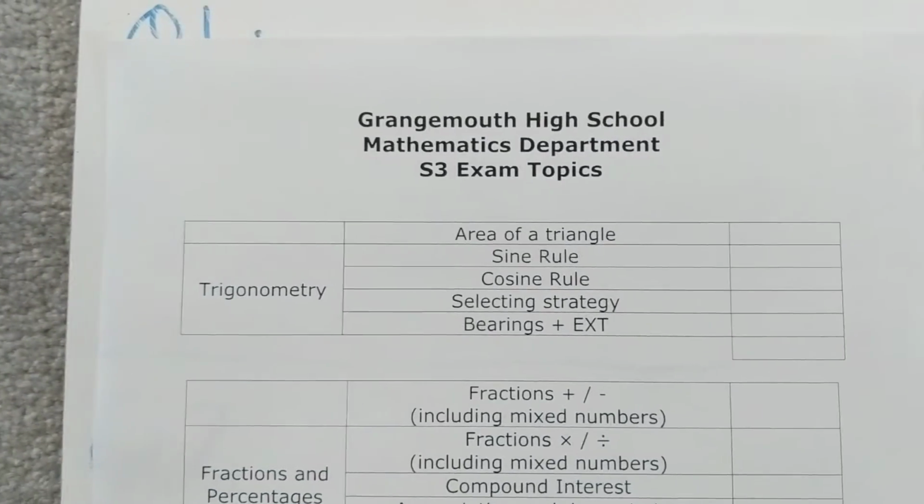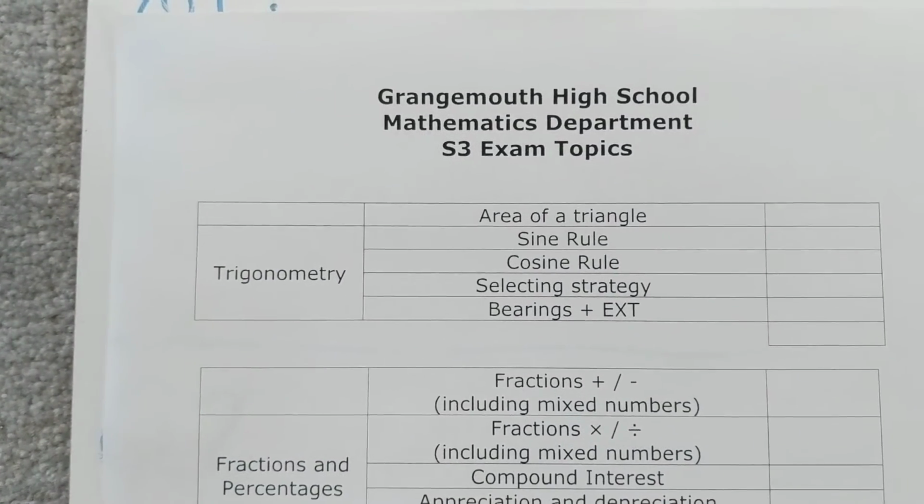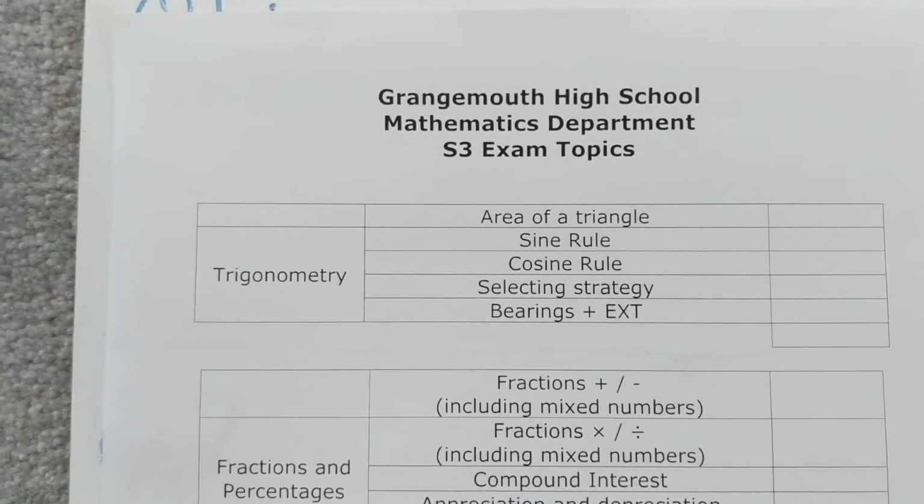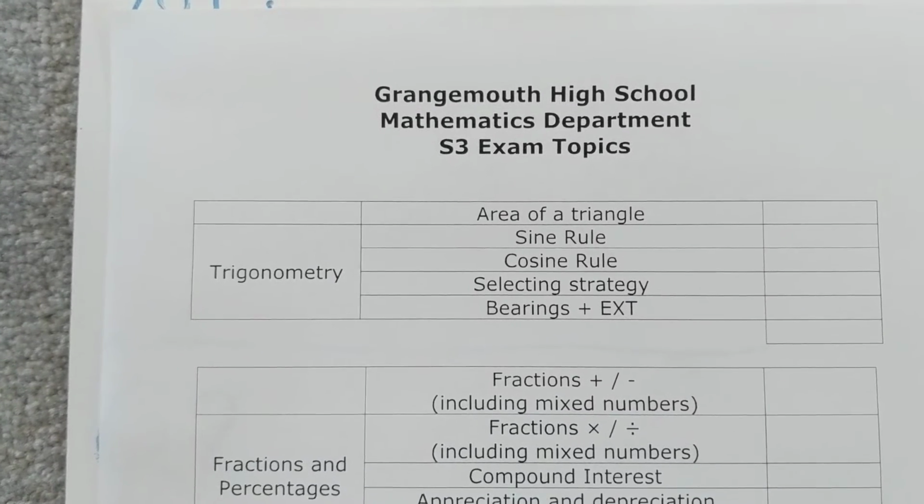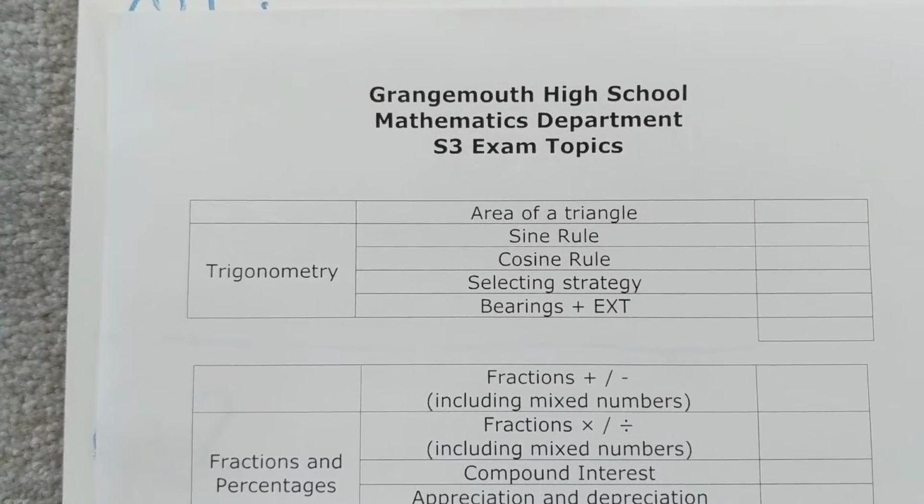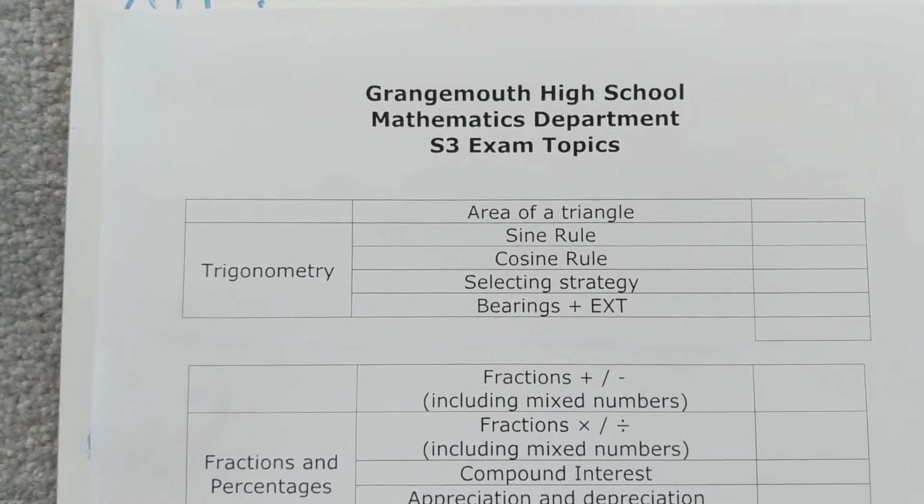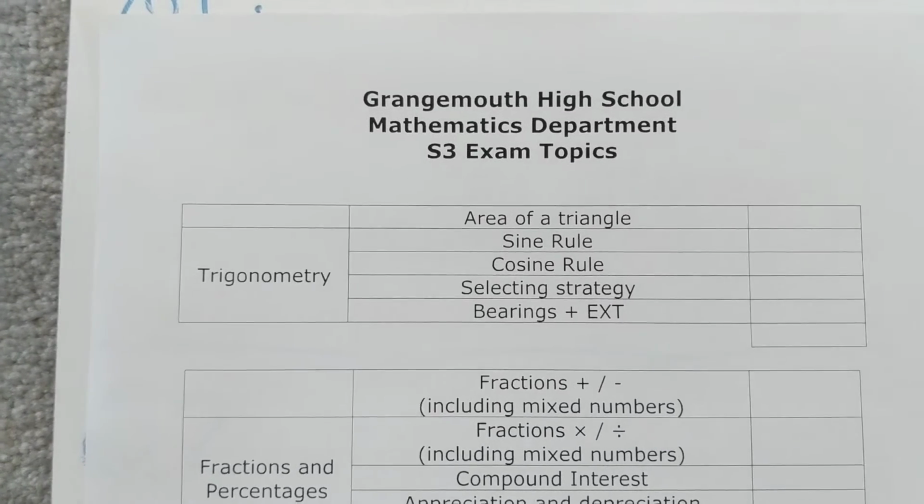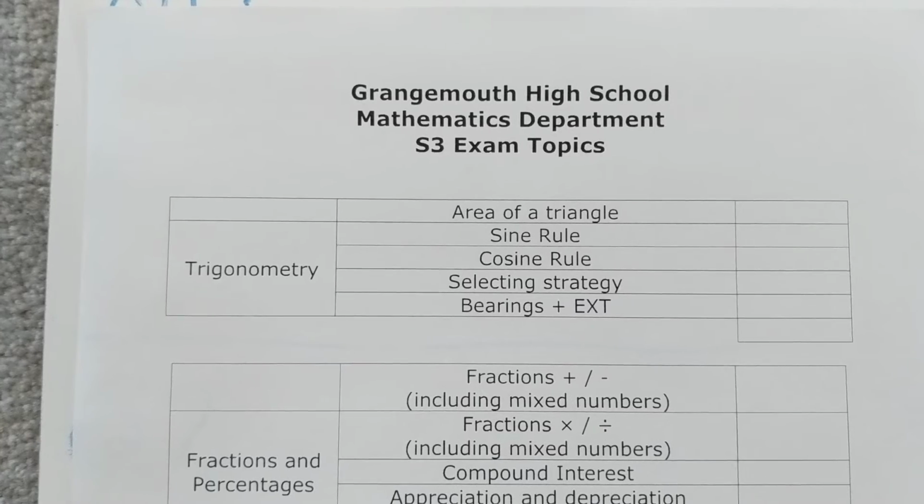is trigonometry, so your area of a triangle, a half AB sine C. Sine rule, that's the one with the fractions, and cosine rule, there's a cosine rule for an angle and for a side, and they're all marked in your formula list. Trickiest bit, I suppose, is selecting which is the rule to use.